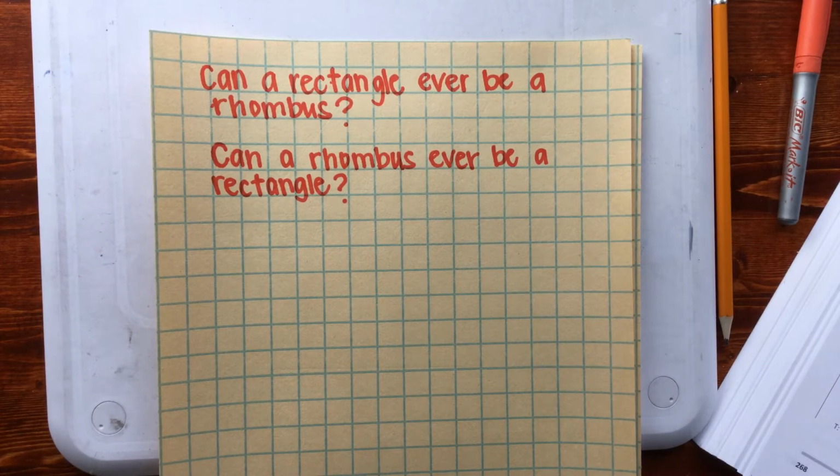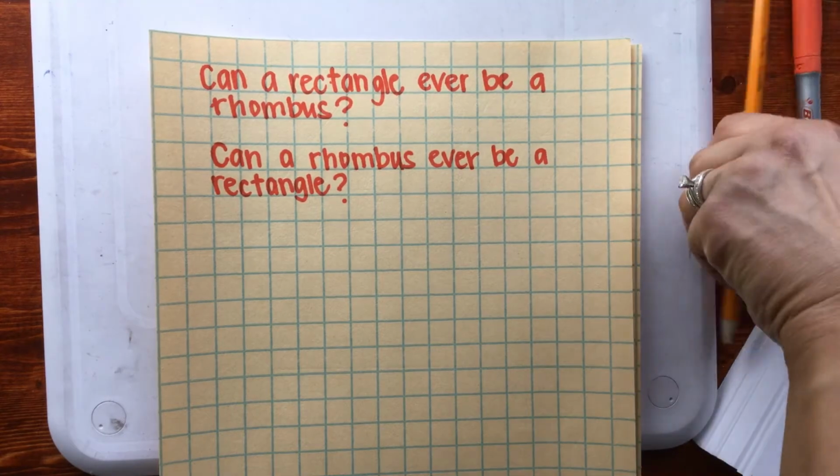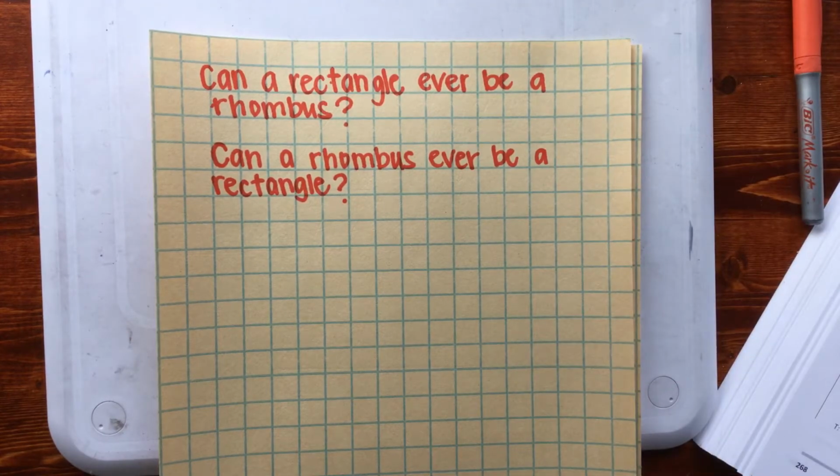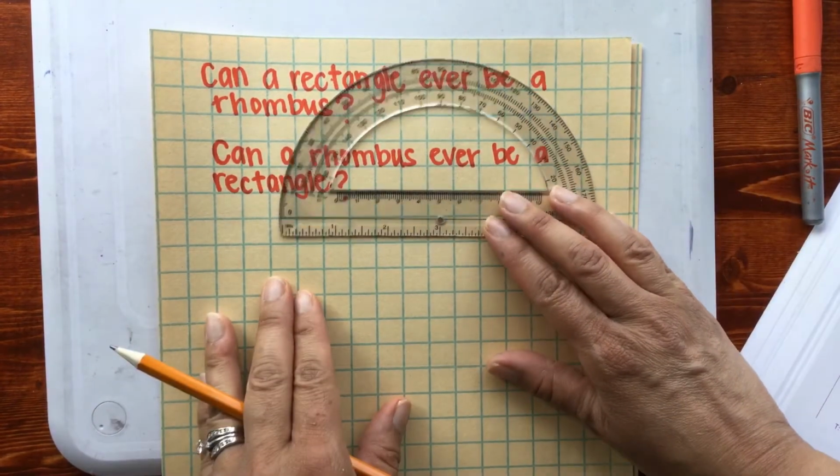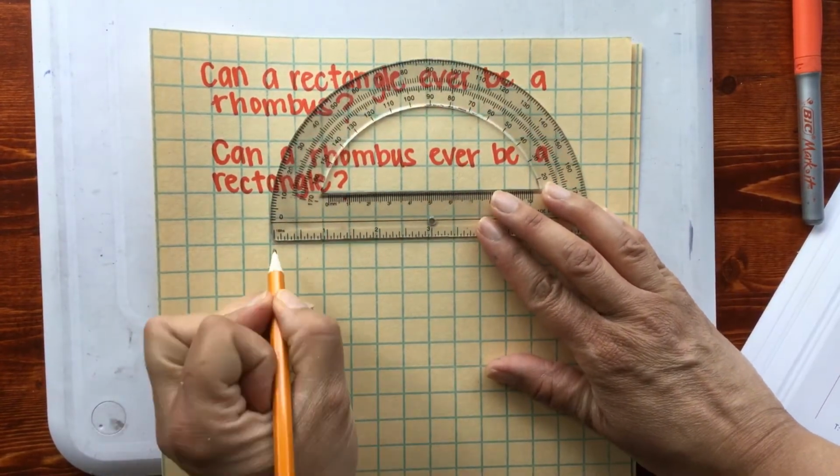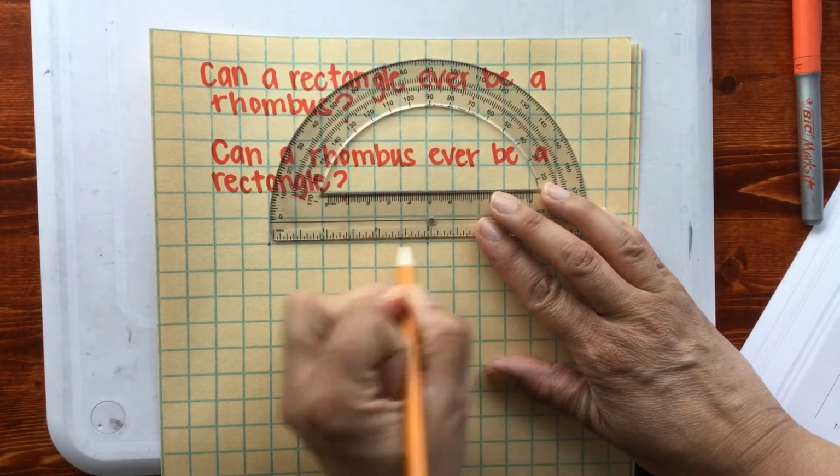We've learned that rectangles have right angles, but rhombuses don't have to. Rhombuses must have 4 equal side lengths, but rectangles don't have to. Okay, here's what we're going to do. We're going to start by drawing a 3-inch segment on our paper. It's going to go from here to here.